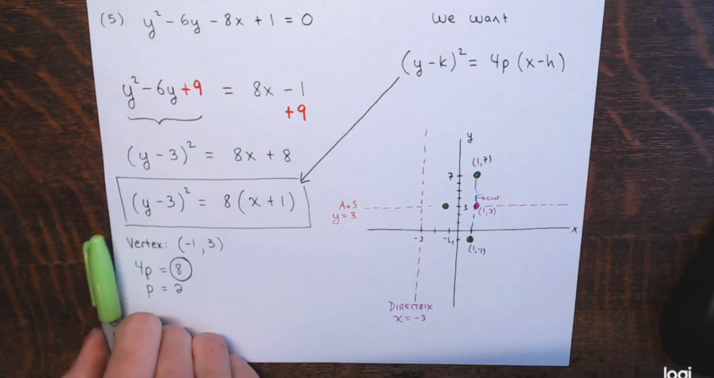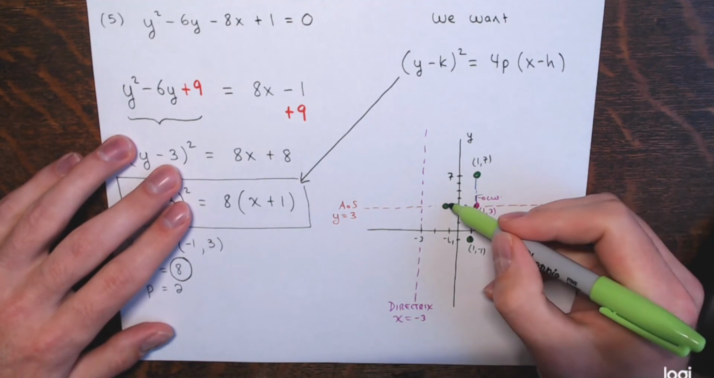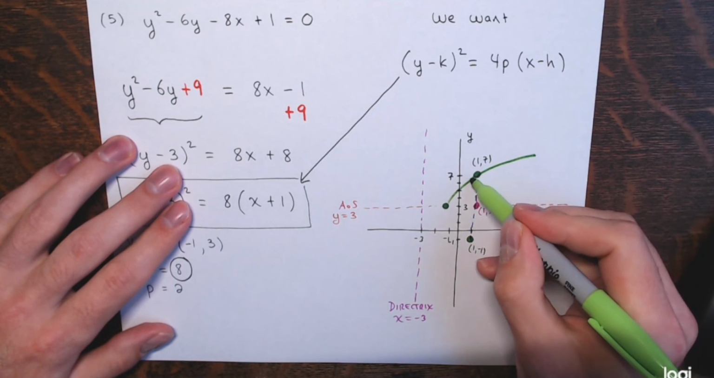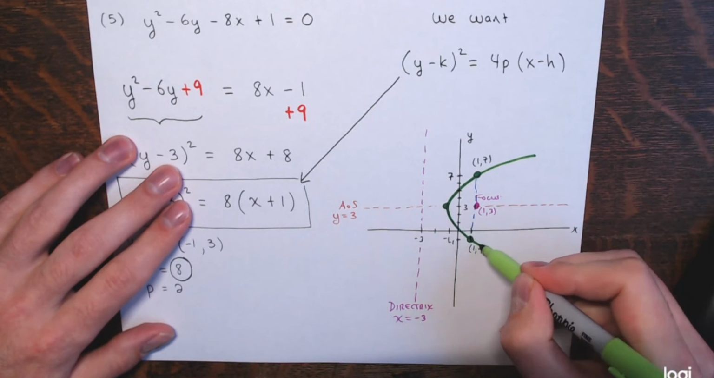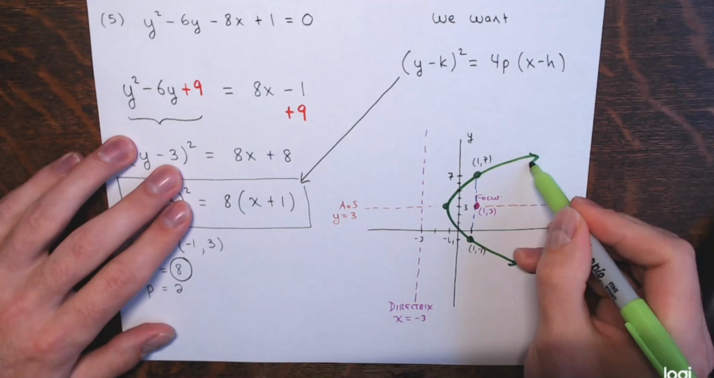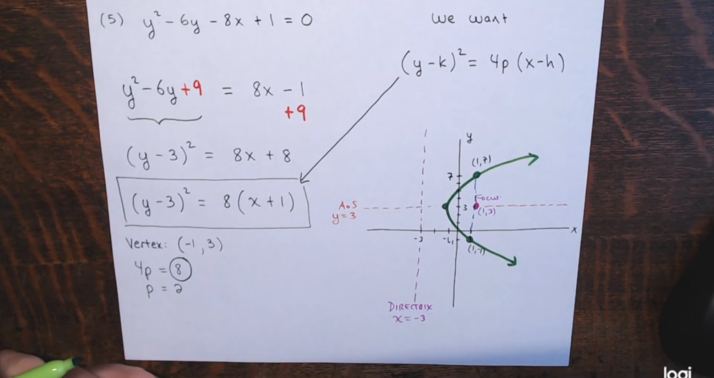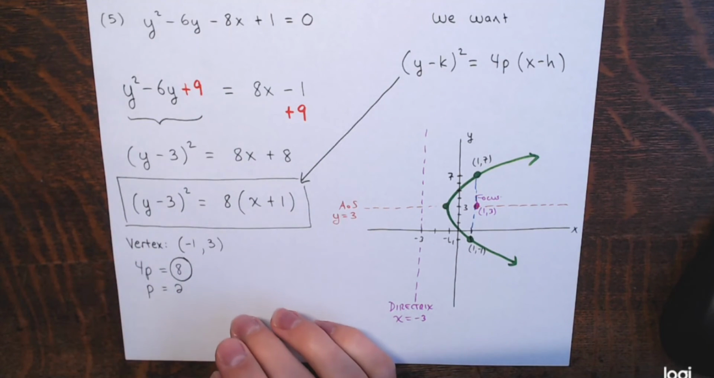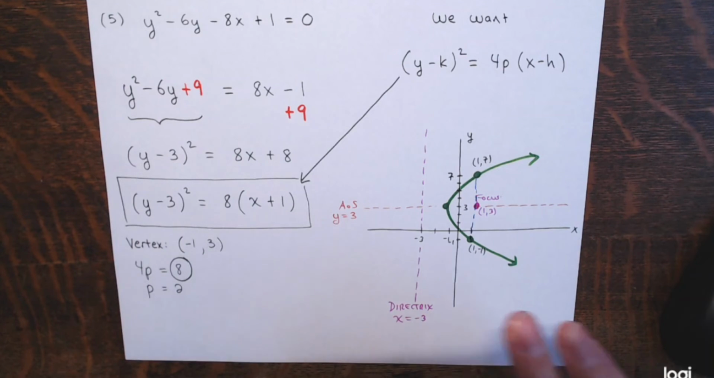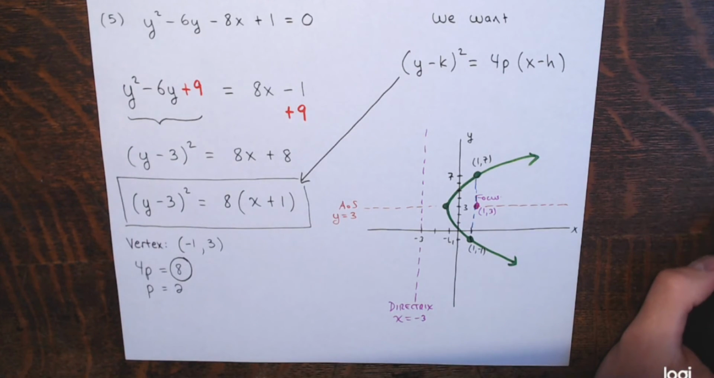And now that I have the vertex and these points, I can make a rough sketch of the rest of the points that are actually solutions, the rest of the points that are actually on the parabola. There you go, this parabola opening to the right. All right, and then once again, I'll check it with Desmos. And I think this might be the last one I'll check with Desmos. I got a few more examples, but I'll leave them to you.